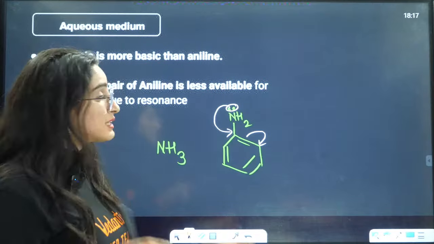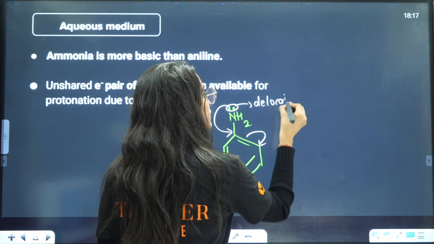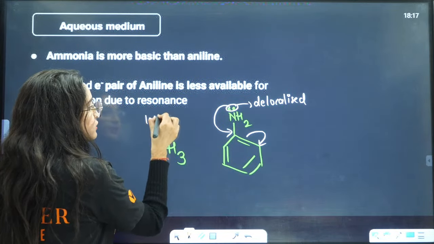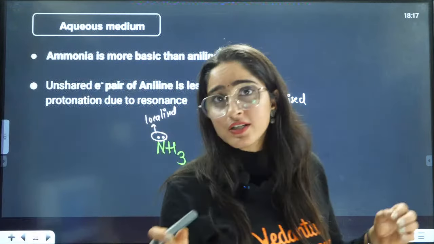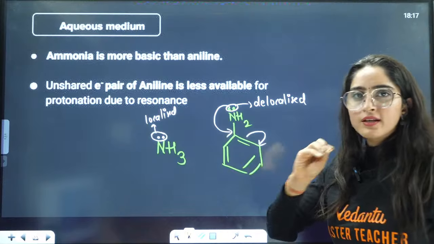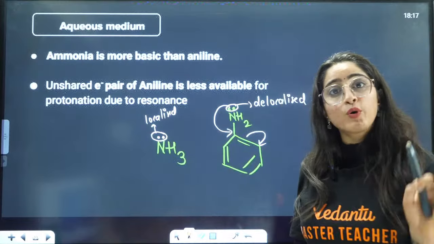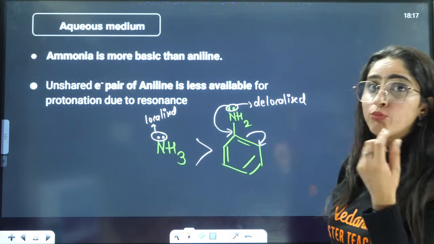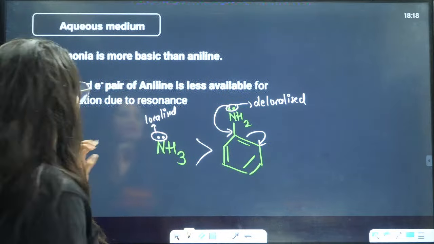On nitrogen, the availability of lone pair is decreasing. That means this lone pair is delocalized, and this lone pair is localized. It is staying in that position. For example, you have a friend who never stays at his home, always roaming here and there. But this is a very sharif friend who is always staying at his home. The friend who is staying at his home, who is localized, who is always available for you, will be more basic. That is why ammonia is more basic as compared to aniline.